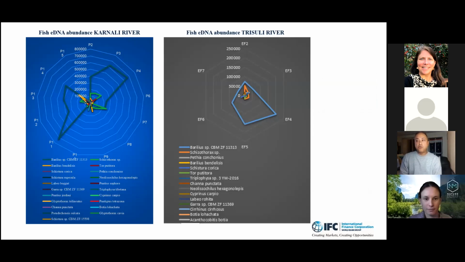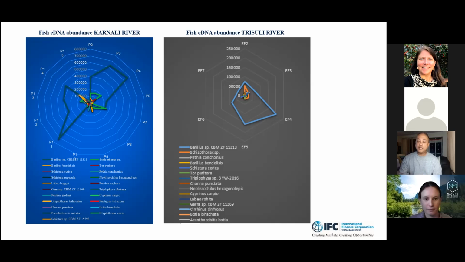And like I mentioned before, we now have a comparative database or data sets for two different river systems. One river is almost pristine with very little hydropower development, and the other one is very highly developed in terms of hydropower. So Karnali River has very little hydropower. It's one of those pristine rivers remaining in the country.